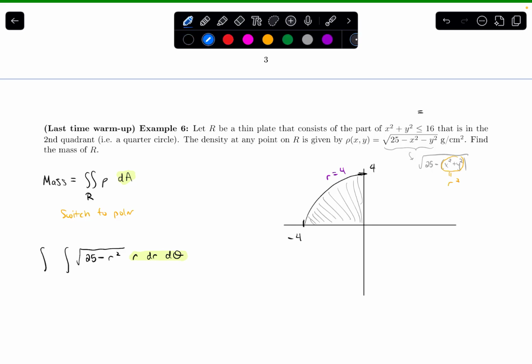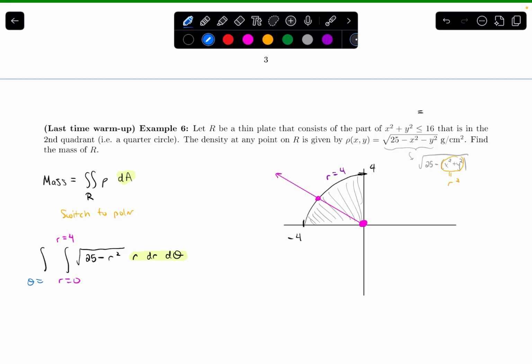Now I need my limits of integration. The inner integral is the dr, so I will draw an arrow radially outward from my region, and think about when it enters the region. It enters right away, so that's when r equals 0. Then where does it exit? It exits on this curve, whose equation I know is r equals 4. So r equals 4. And then the outer limits are based on theta. So what does theta go from?